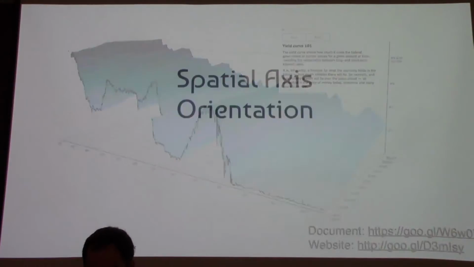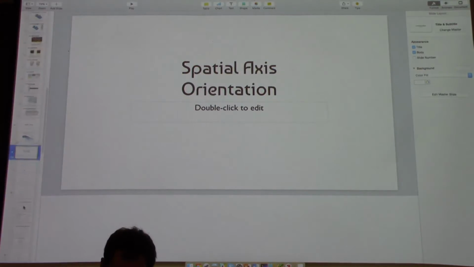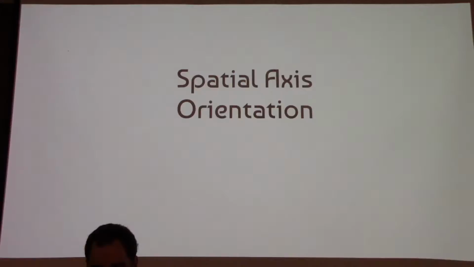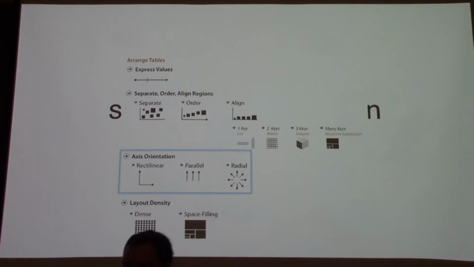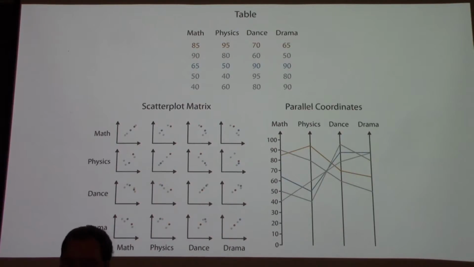Okay, so let's take the last 10 minutes to talk a bit about parallel coordinates and similar stuff. I will probably not finish the lecture content, but let's keep going. In terms of axis orientation, we have the choice between rectilinear, parallel, and radial. Here are the two fundamental techniques: the same data set shown as a scatterplot matrix, where we have perpendicular axes, and here parallel coordinates with parallel axes.